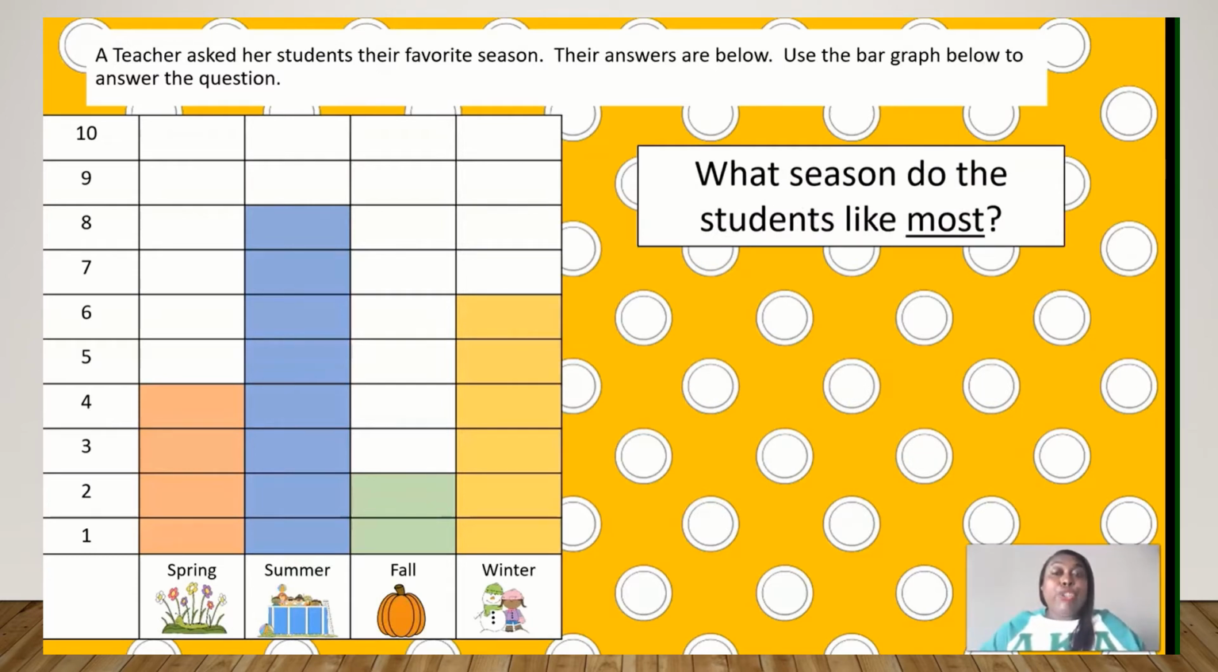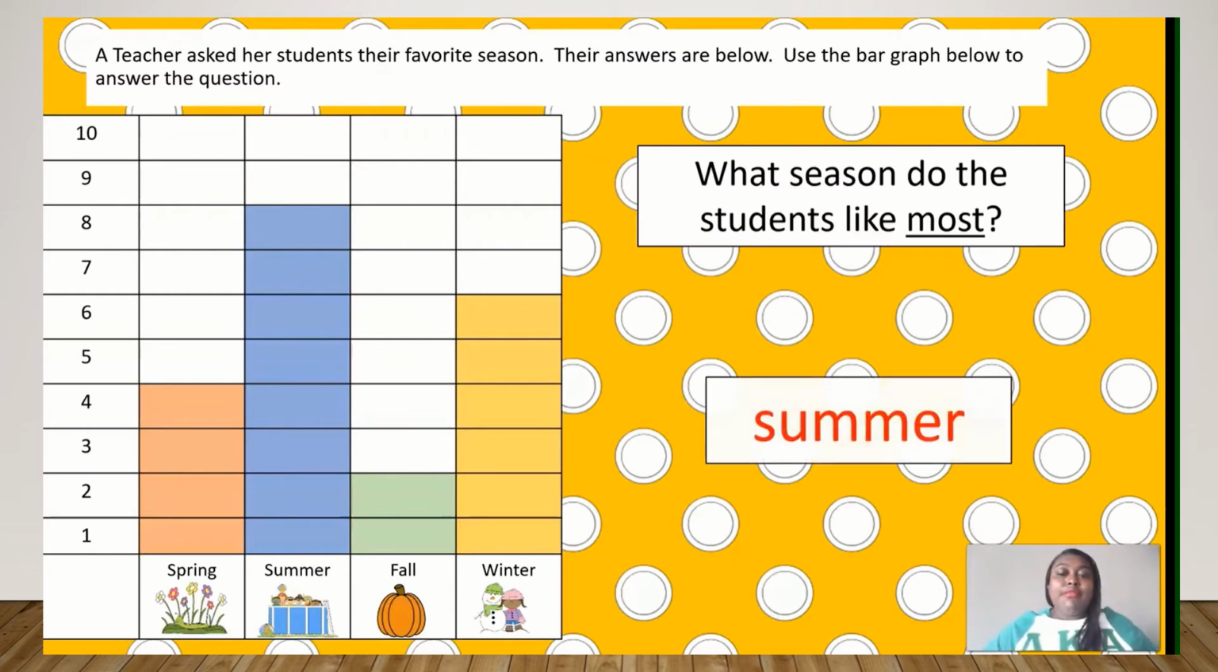What season do students like most? Boys and girls, I can tell because it has the most shaded boxes. If you look at spring, only 4 are shaded. But if you look at summer, the blue goes all the way up to 8. No other box is shaded that high. So that lets me know that that is the most liked season. What season do students like most? Summer. That's my favorite season too.